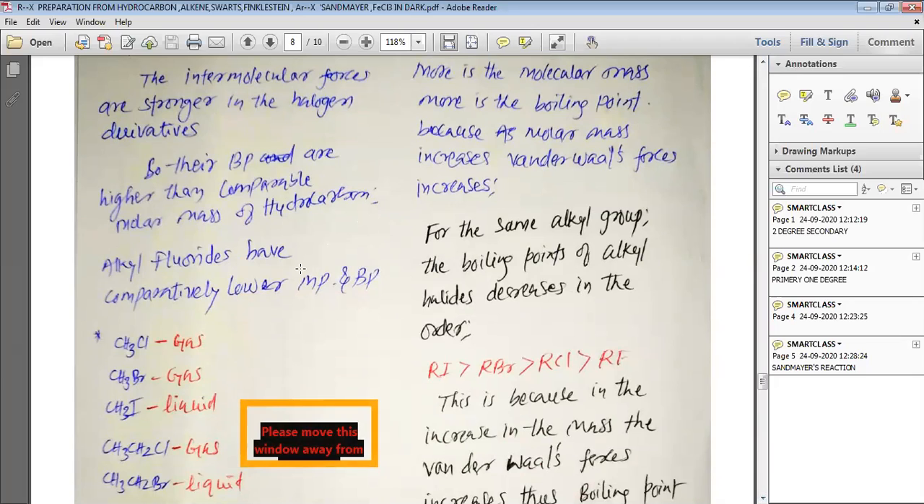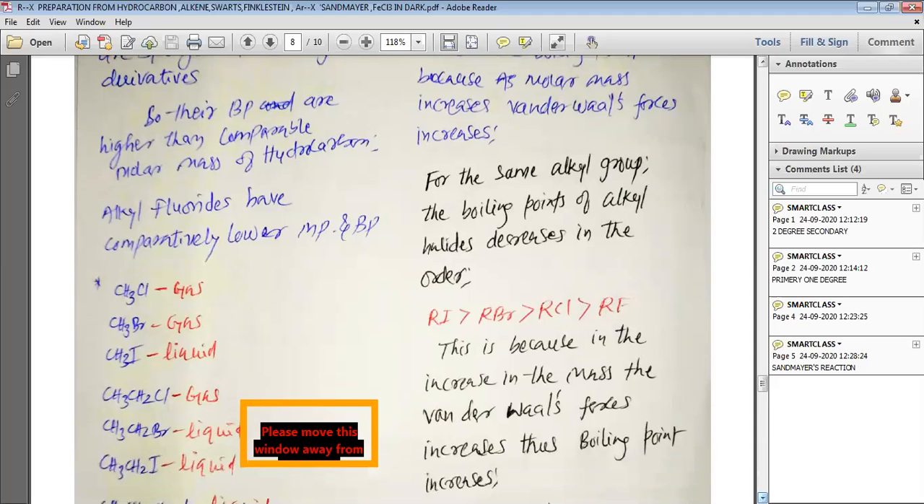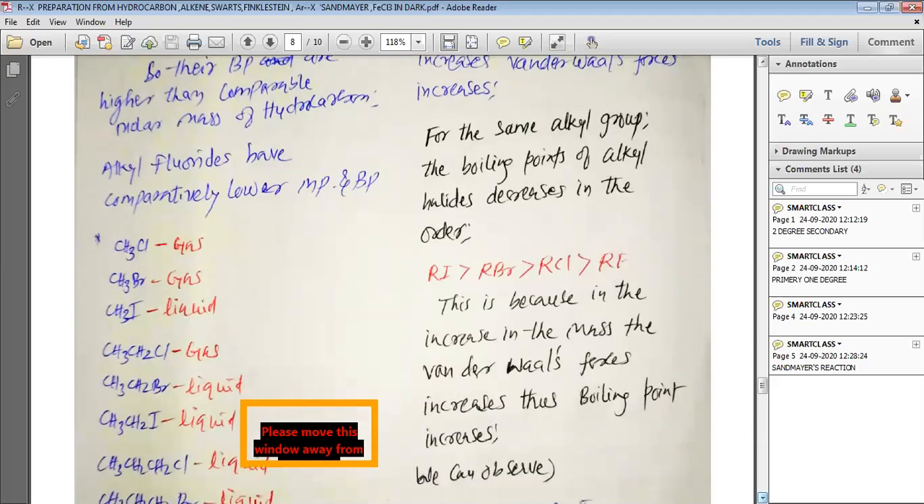Then we have the next point to study. Alkyl fluorides have comparatively lower melting and boiling point. So alkyl fluorides generally show the lower melting and boiling point.